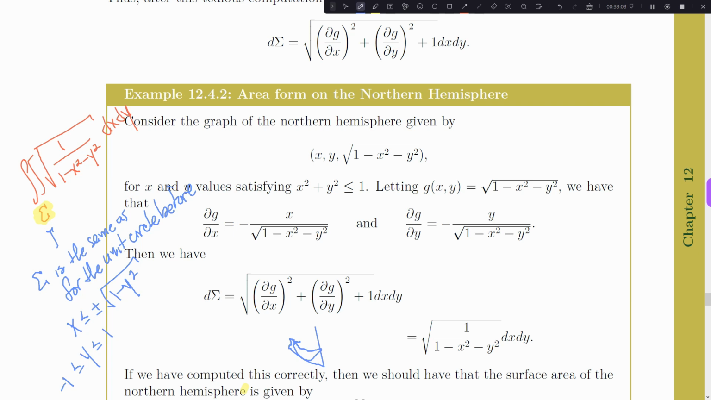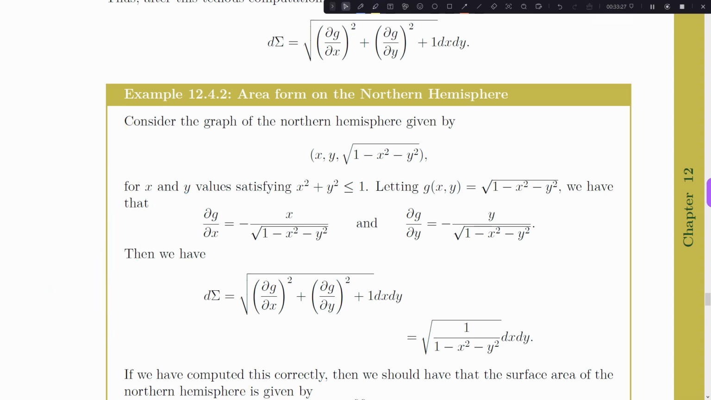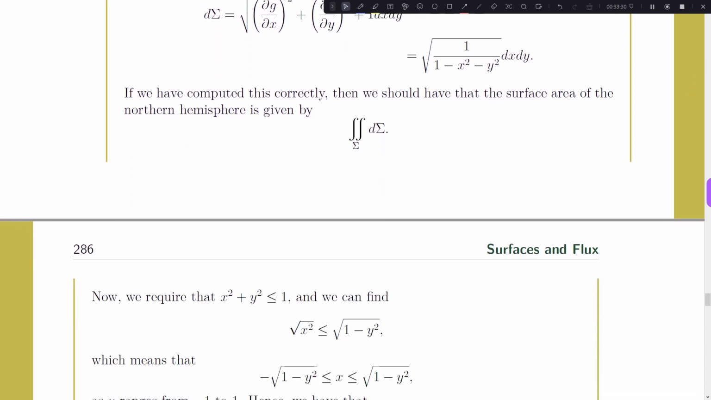So replace that sigma there with negative root 1 minus y squared, positive root 1 minus y squared, and replace the second one with negative 1 to 1. So this is now the full integral that we would end up calculating if we wanted to calculate the surface area. I'll scroll down and we'll see something special that the author writes here.